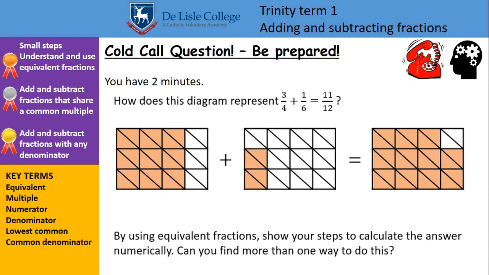Okay, 2 minutes I think is generous on this, but we'll see. How does this diagram represent 3/4 plus 1/6 equals 11 over 12? By using equivalent fractions, show your steps to calculate the answer numerically. Can you find more than one way to do this? It's very similar to the diagrams we used earlier. So if you pause that again and have a little look to see if you can see where that may have come from.